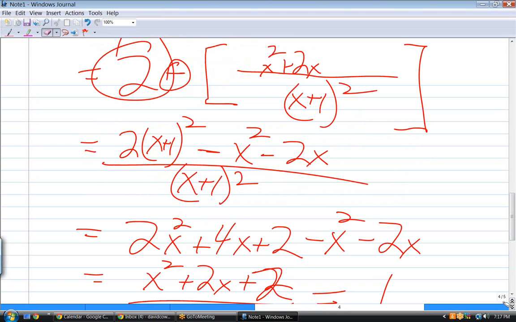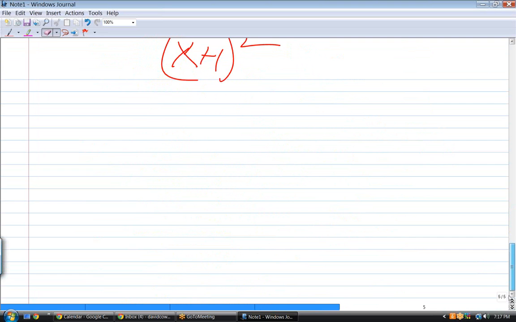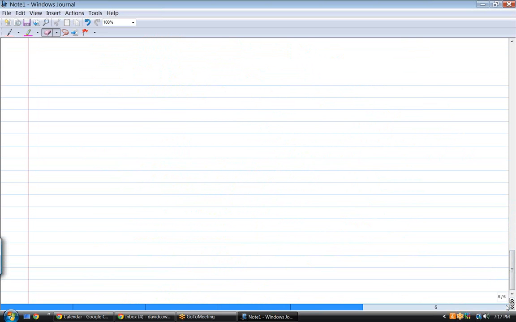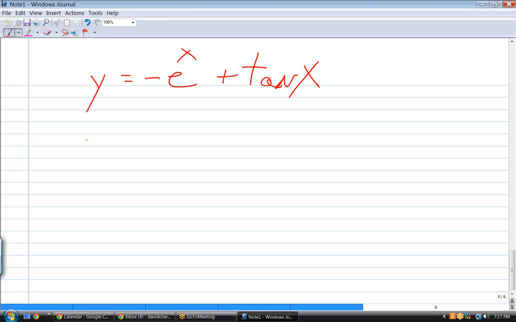Okay. So this one says find the derivative of a transcendental function. It's negative e to the x plus tangent of x. What's the derivative of just e to the x? E to the x. So the derivative of minus e to the x? Minus e to the x. And then what's the derivative of tangent? Isn't it like secant or cosecant or something? Secant squared.